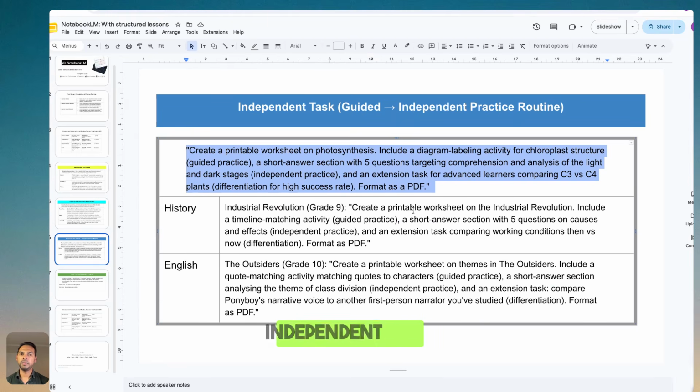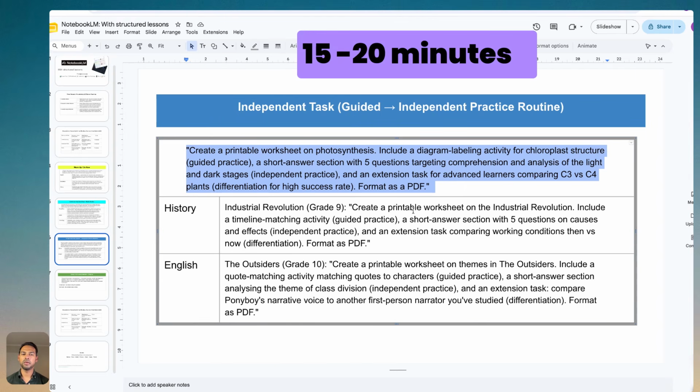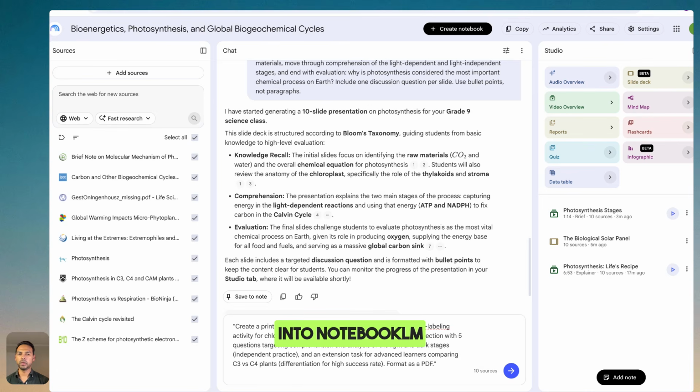Phase 3 is your independent task. Students get to practice first, then move to independent practice. The aim is to get them to complete things on their own. So your worksheet is where this happens. Let's put in this prompt into NotebookLM and click submit.